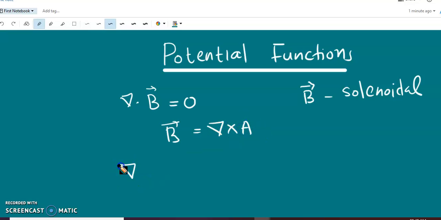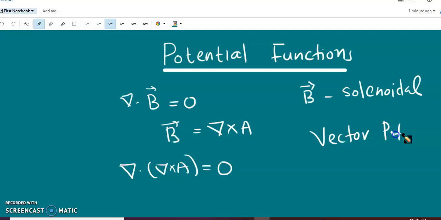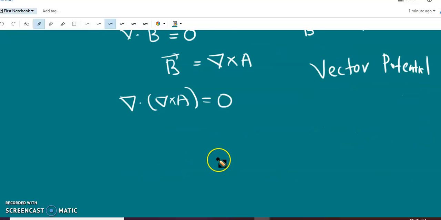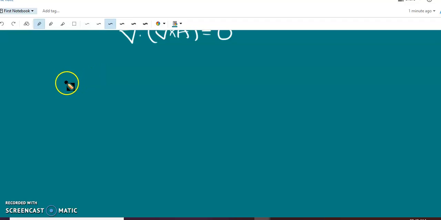So since the divergence of a curl is always 0, the magnetic field intensity vector can be represented as a curl of a vector A. So the vector A here is called the vector potential. And in electrostatics, we have seen that del cross E equal to 0.